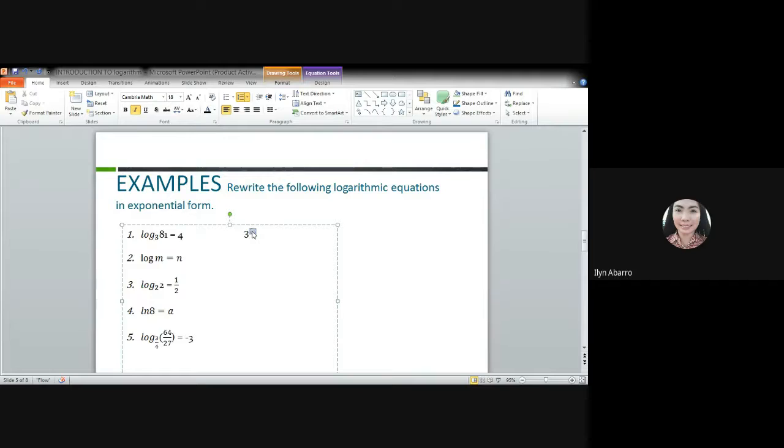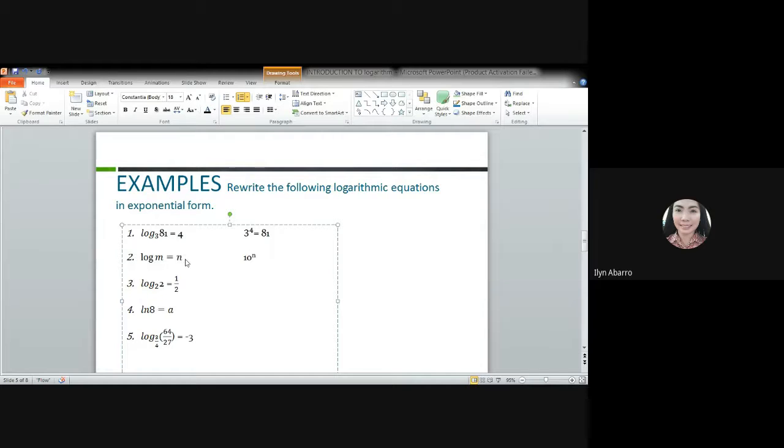So, ilalagay natin 4 is equal to 81. Susulat natin. So, that is the exponential form of the logarithm of 81 with base 3 is equal to 4. Okay, let us have number 2. So, sa number 2, ano yung base natin dito? So, walang nakasulat. So, it means that is 10. So, the base is 10. And what is our exponent? Our exponent is n.